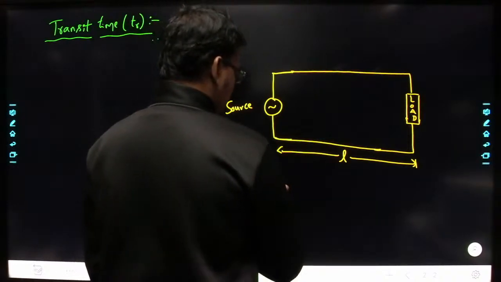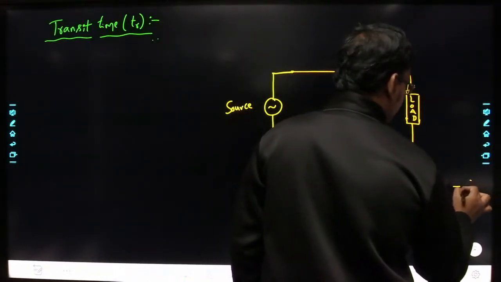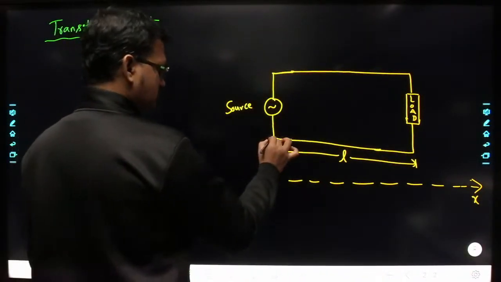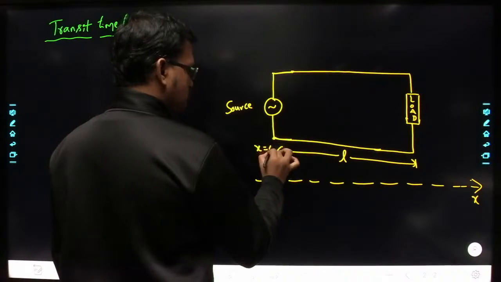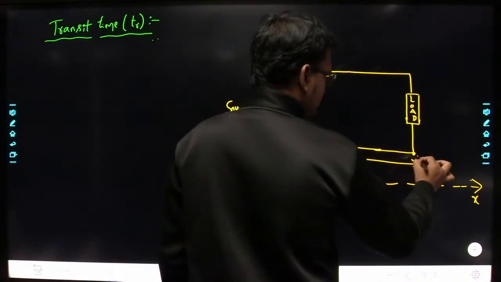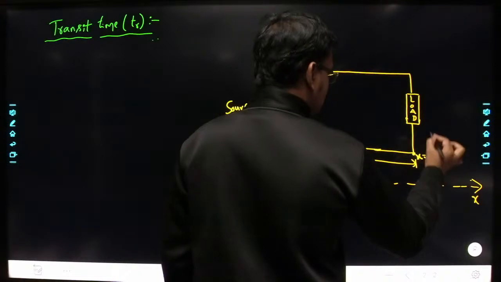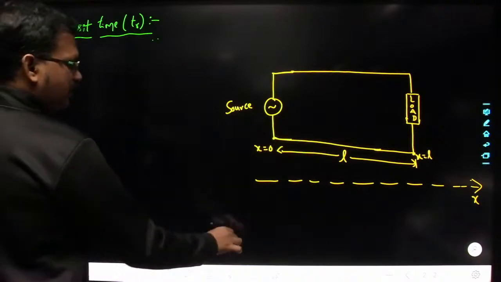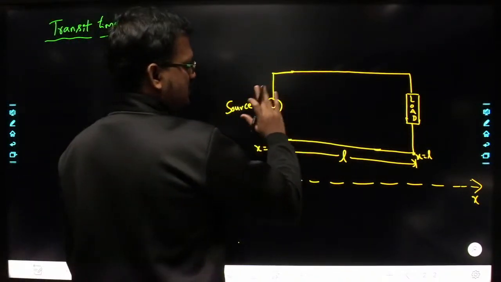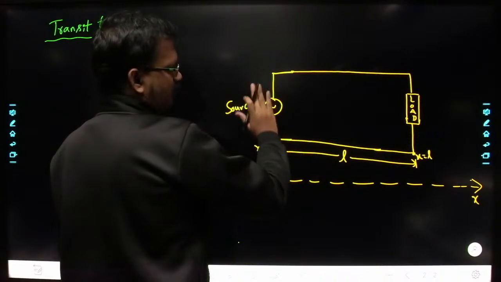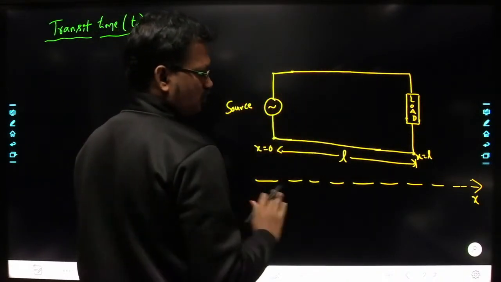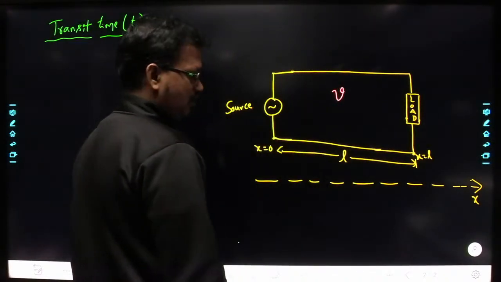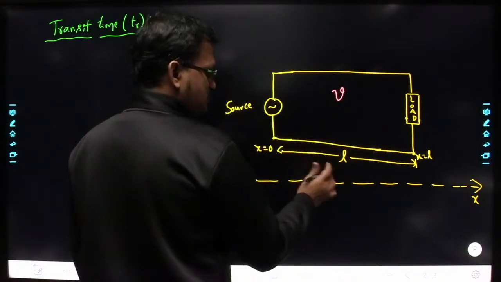Okay, so let us assume I am considering this axis as the x axis. Let us say this location is x is equal to 0 and this location is x is equal to L, right? Now let us assume whenever you apply a signal, the signal is going to travel from where to where? From source to load. Let us assume it is traveling with a velocity v.